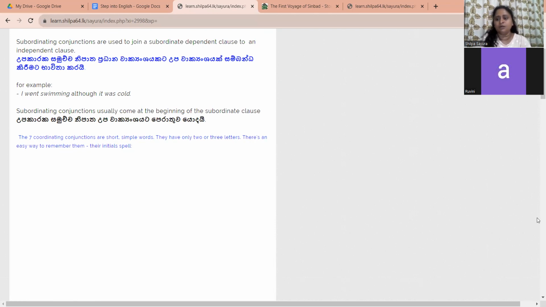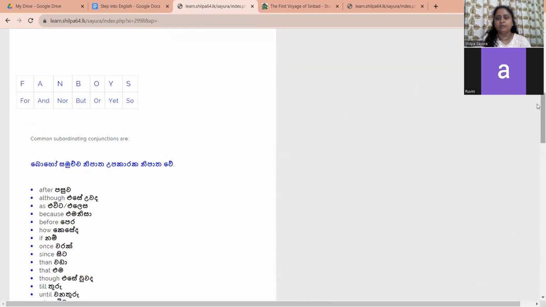So if you want to learn them, if you want to know and keep them in your head, there's an easier way. FANBOYS: F for for, A for and, N for nor, B for but, O for or, Y for yet, and S for so. Right? So this is a small trick, small method to remember the 7 coordinating conjunctions.